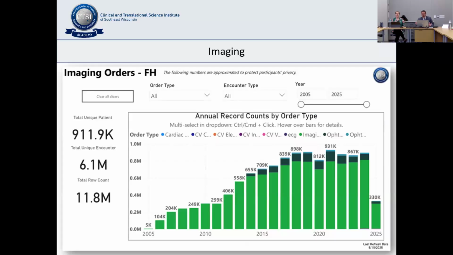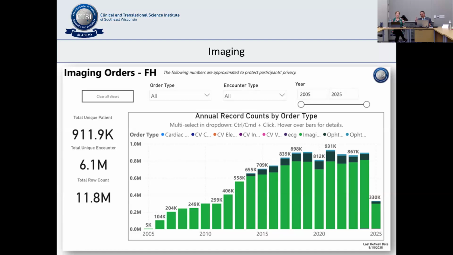Imaging, we want to know what kind of imaging orders, and then that ties back to, do you have access to the actual images that you can then de-identify for a protocol or a study? So you can see we've been tracking imaging since 2005, which is when we started collecting that in the medical record, at least the current EMR. And you can see over time that that's been growing and growing and growing.